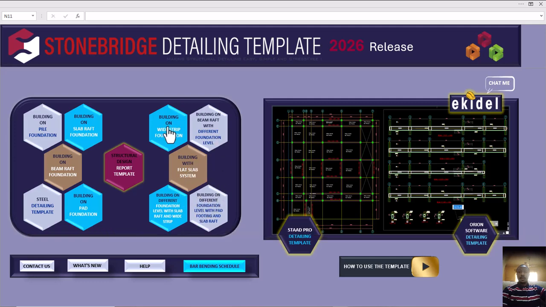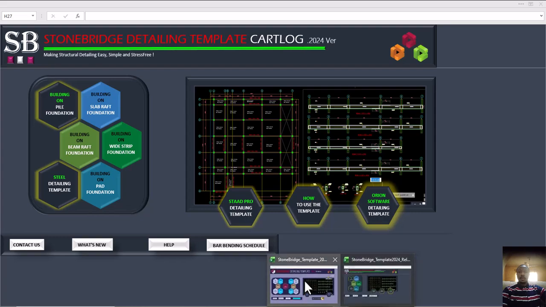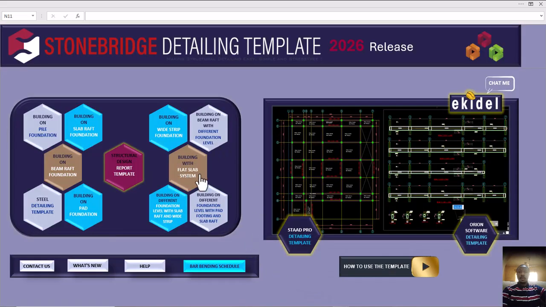Now, this is based on the interface. This is based on the interface of this and that of a 2024 version. You can see that the interface is, in fact, different. So this is wow. 2026 is very good. Is that okay? Looking at what has been added.